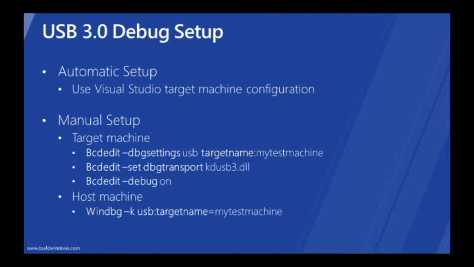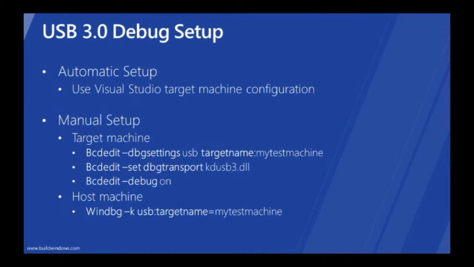To set up USB 3 debugging, again, you can use VS to set up the target machine automatically, and you can also do it manually. To do it manually, you need to actually specify 3 command lines instead of the normal 2. The first is you specify the DBG settings. You specify that you want to do USB debugging, and you specify the target name for your test machine. This target name, again, must be unique for each of the target machines that you may have connected to a host.